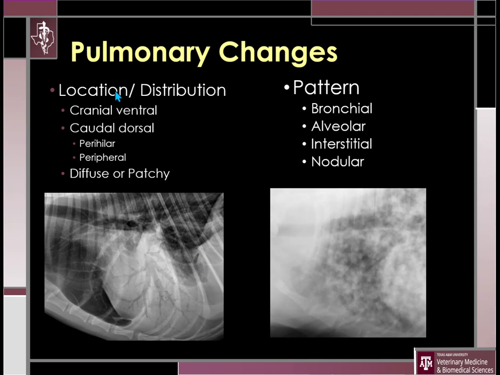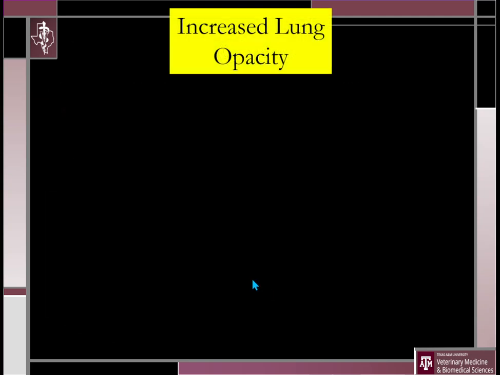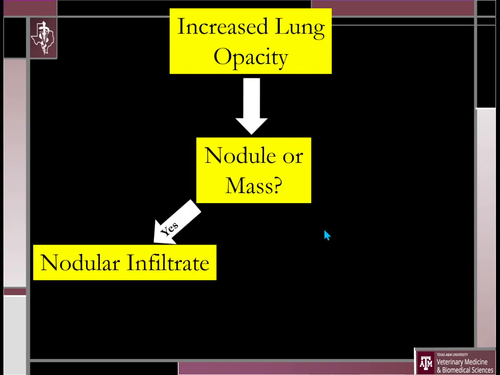So when we have changes, again, we're going to describe that location or distribution, which we've already discussed. And now let's talk about the various patterns. This is an alveolar pattern, then this is a nodular pattern. When you have changes in the lung, one of the first things that you decide is, after you decide it's normal or abnormal, is there increased opacity in the lung? If there's increased opacity in the lung, ask yourself if you see nodules or masses. And if the answer is yes, you have a nodular pattern.